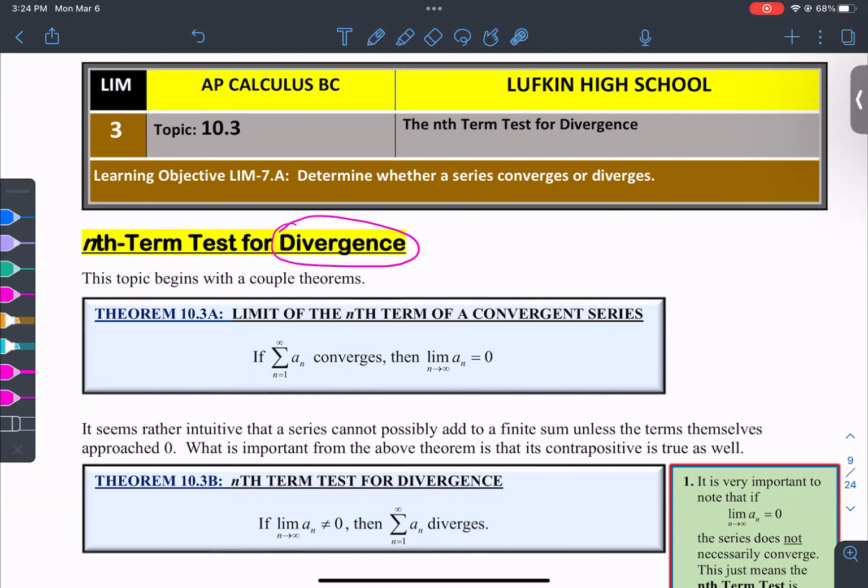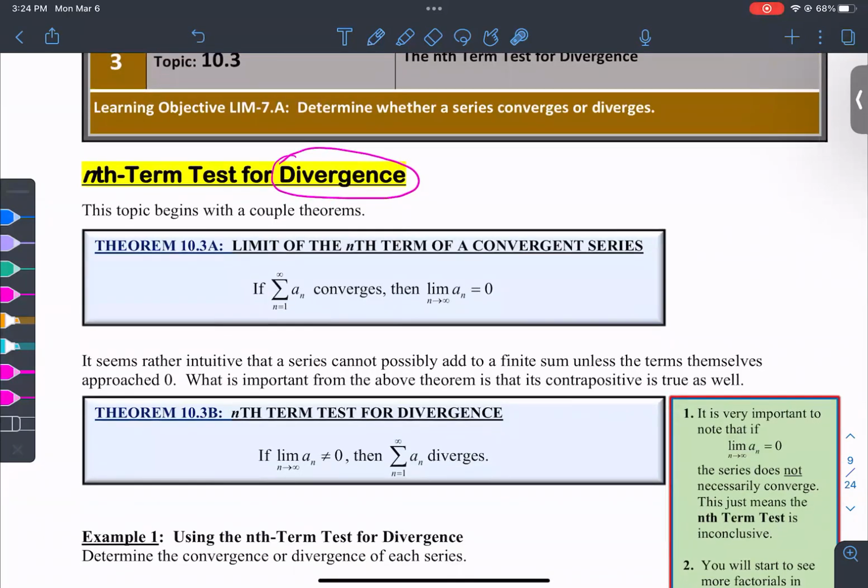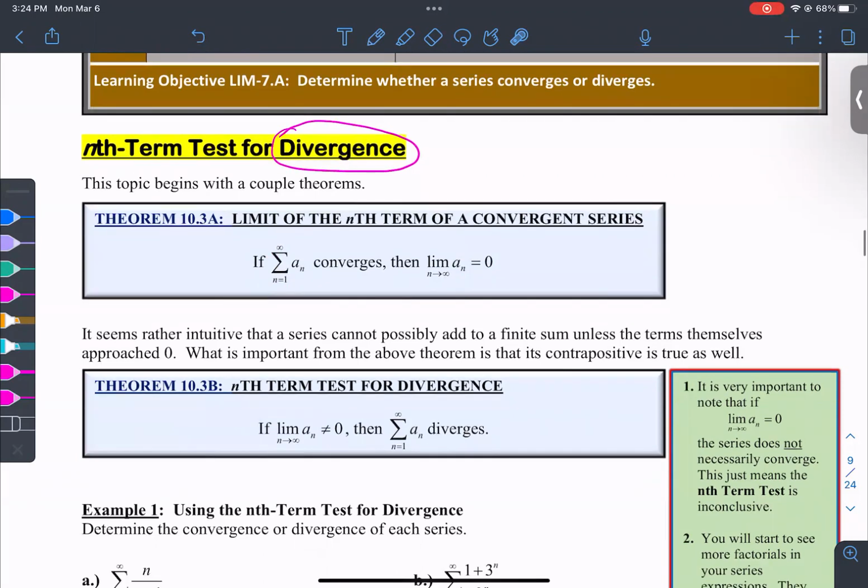The first theorem says that if a sum converges, then the limit of its terms must approach 0. So that's kind of intuitive if you think about it. If the terms within the sum are not shrinking and getting closer and closer to 0, then it would be impossible for the sum to reach a final value.